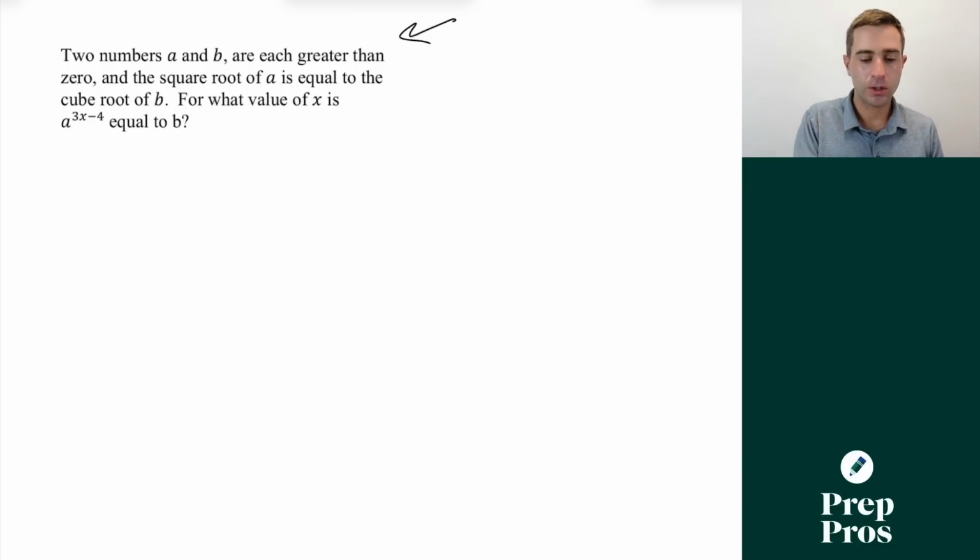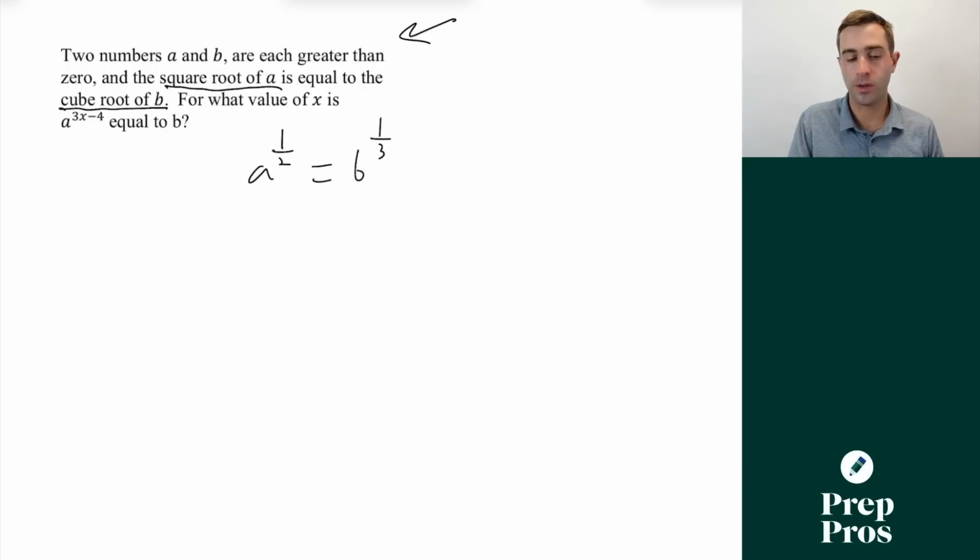Well, the first thing we want to understand is we're saying the square root of a is equal to the cube root of b. I always like to use my fractional powers with these because they're far easier to work through. The square root is the same as the 1/2 power. So we can say a to the 1/2 equals b to the 1/3. The cube root is the same as the 1/3 power.